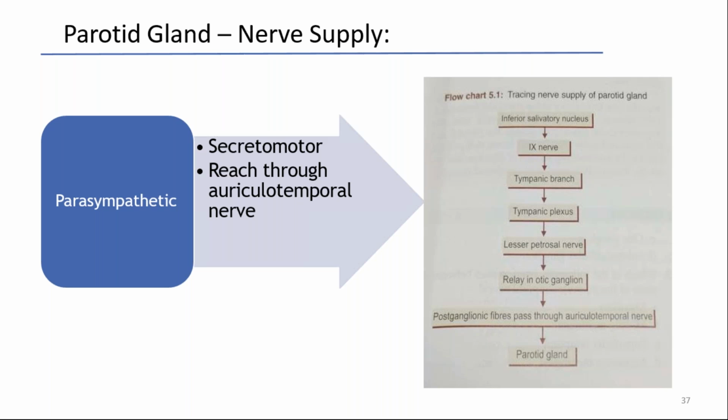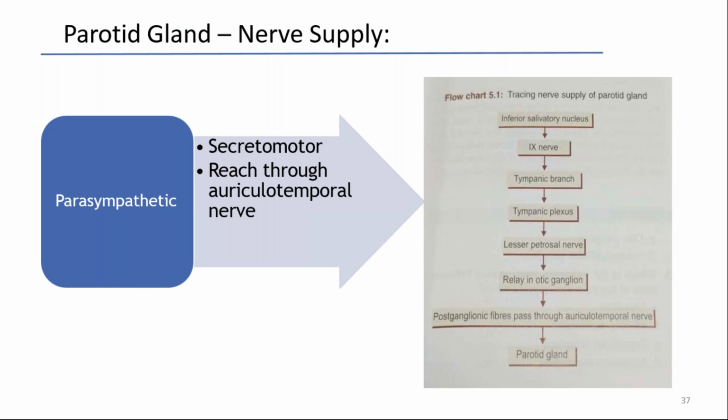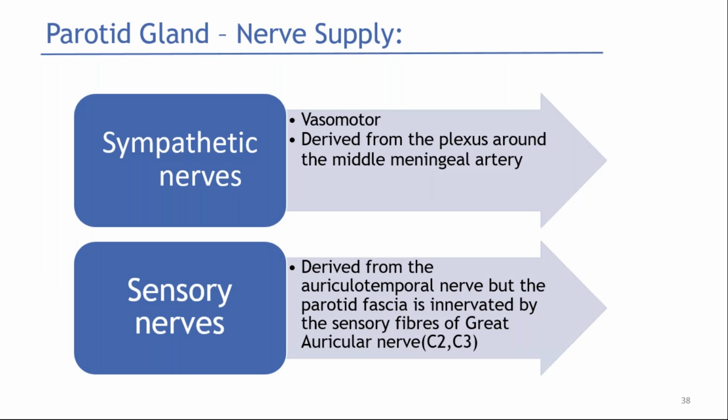So coming to the nerve supply, the parasympathetic causes secretomotor function, through the auriculotemporal nerve, and the sympathetic is from the plexus around the middle meningeal artery.